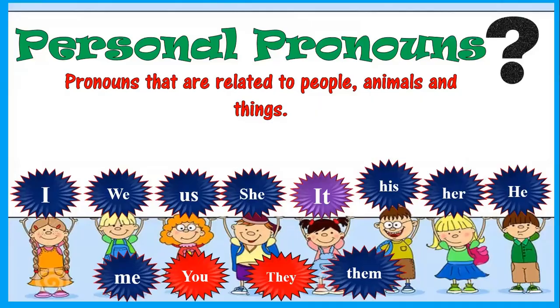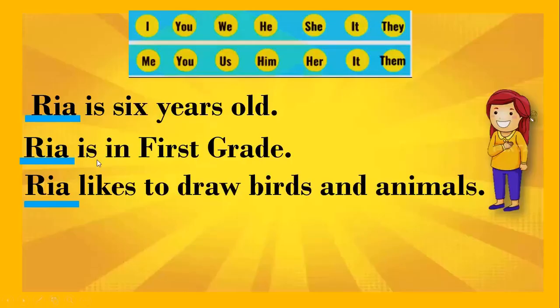Now it's time for some practice, children. Here you have three sentences about Ria. Ria is 6 years old. Ria is in first grade. Ria likes to draw birds and animals. Ria is a girl. So instead of repeating the name Ria in the second and third sentences, we can use the personal pronoun she in these two sentences.